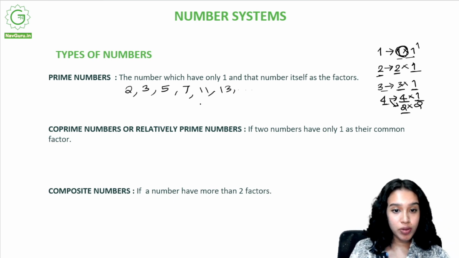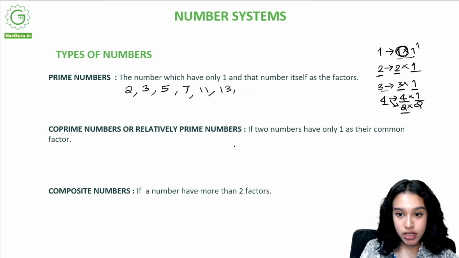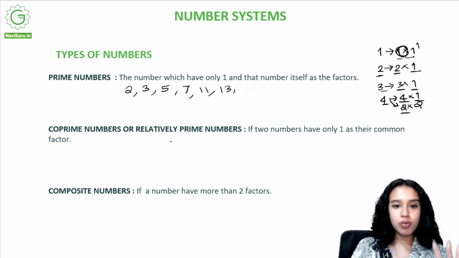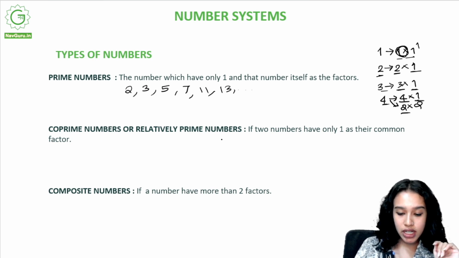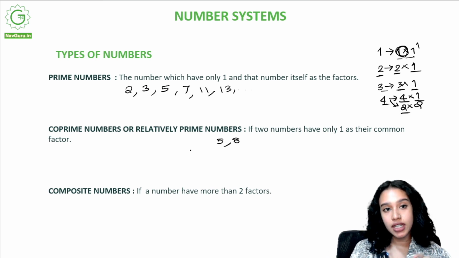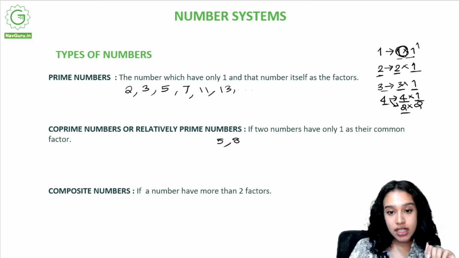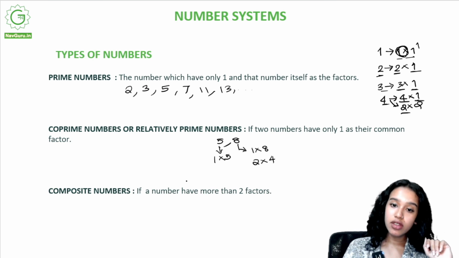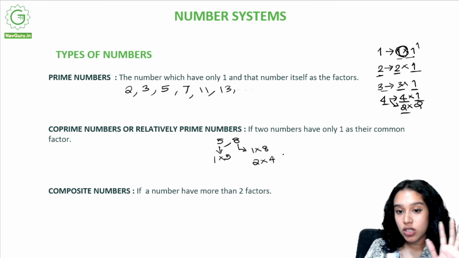Now the co-prime numbers, or relatively prime numbers. I'm taking two numbers, so a co-prime number is a set of two numbers. If I'm taking 5 and 8, are they co-prime or not? How are we going to check it? We check the factors of 5, which are 1 into 5, and the factors of 8, which are 1 into 8, then 2 into 4. These are the factors of 8.